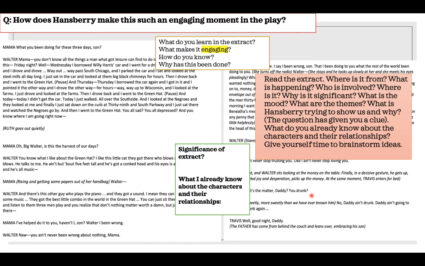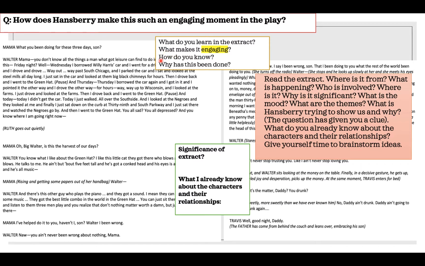Okay, so if we now look closely at the extract, imagine that this is what you would do in your exam. So this is from the question. This is the keyword that we're looking at, what makes this particular extract engaging. But also think about these questions. What do you learn in the extract about characters, their motivations, their relationship with others? What makes it engaging? How do you know?